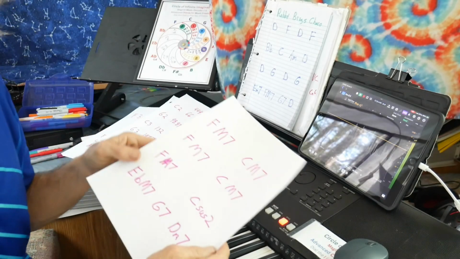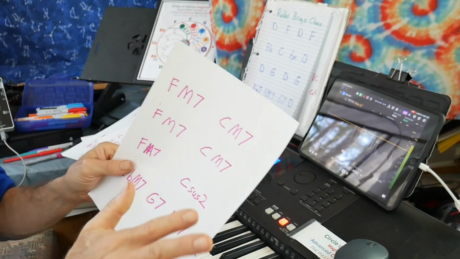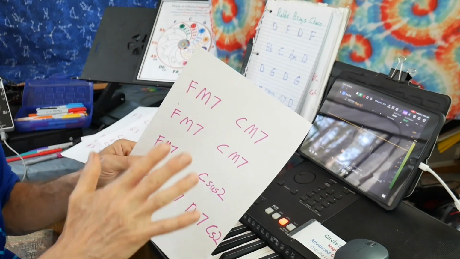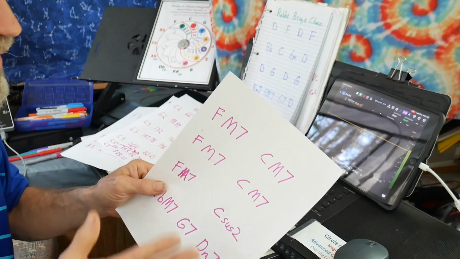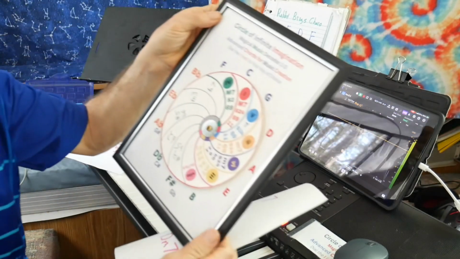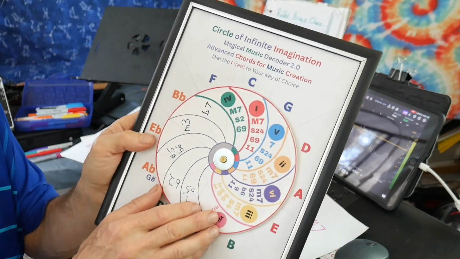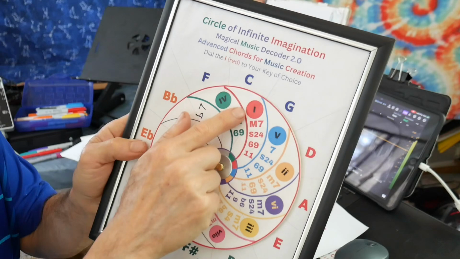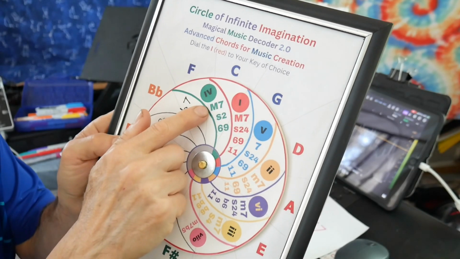I started with major 7, F major 7, and C major 7. I love this, gives like an angelic vibe. These major 7 chords are so bright, so that's why I chose those. You know, I got my circle of infinite imagination, and I said, you know, how can I use some more advanced chords, right? So I took that C major 7 and the F major 7. I actually start on the F major 7.